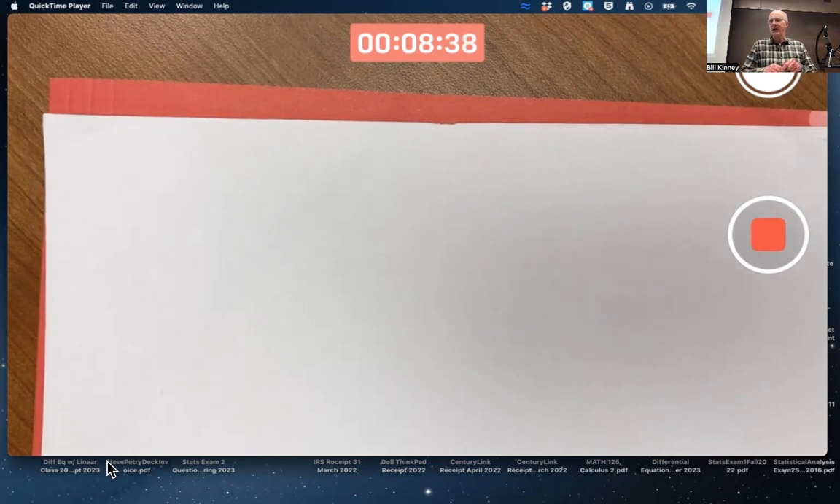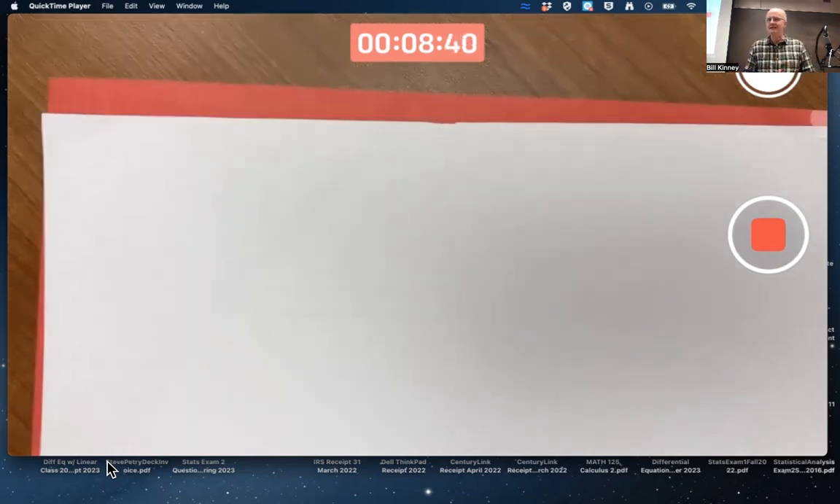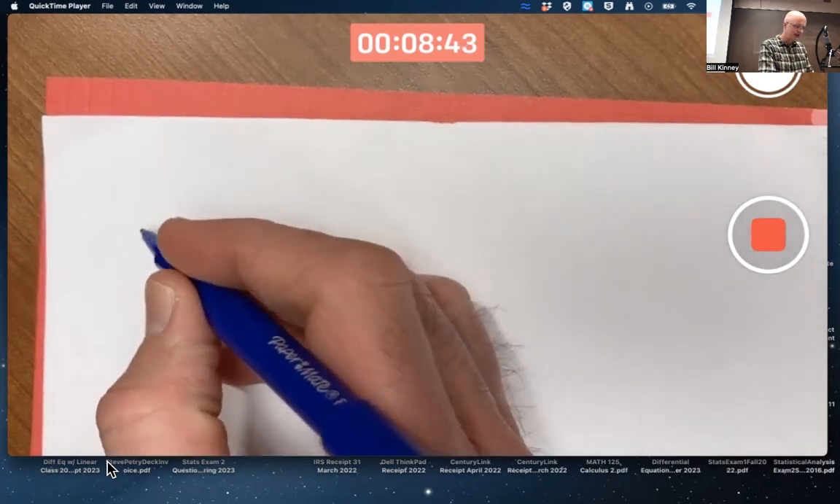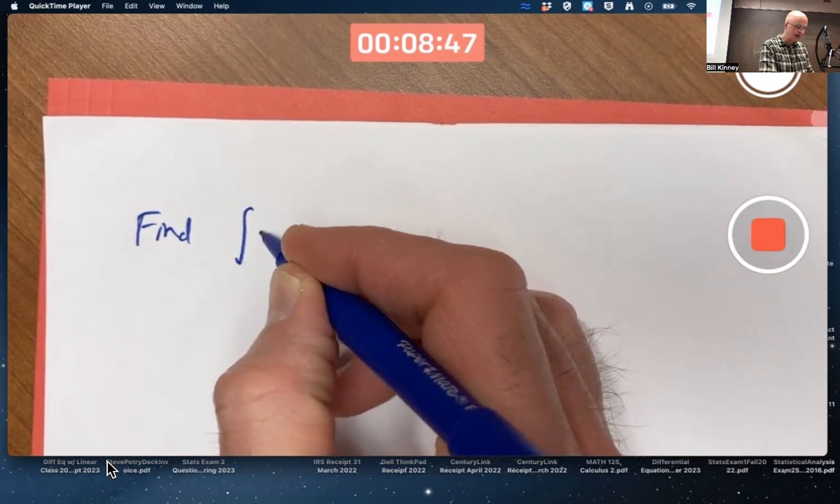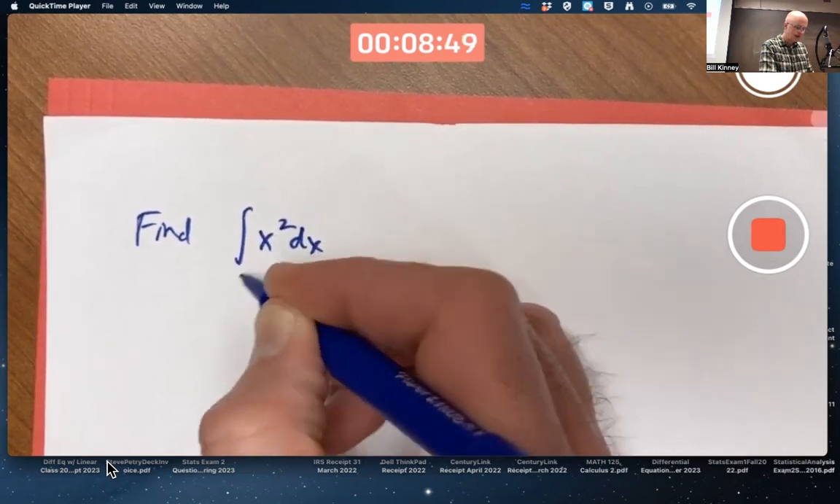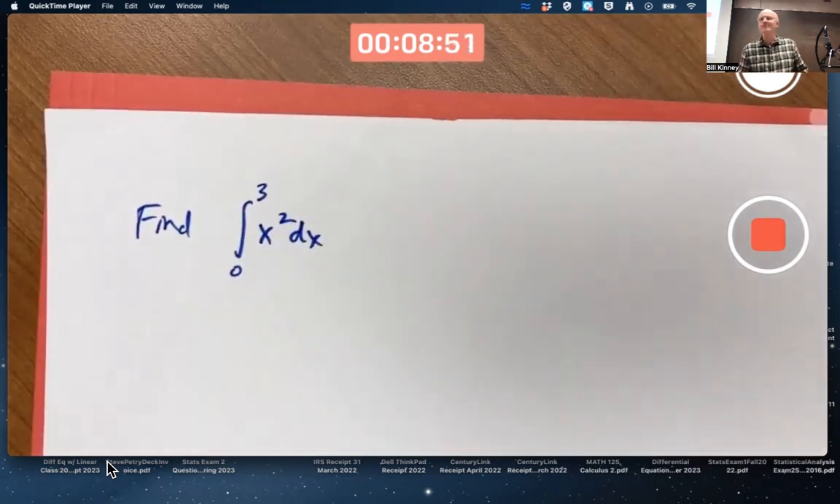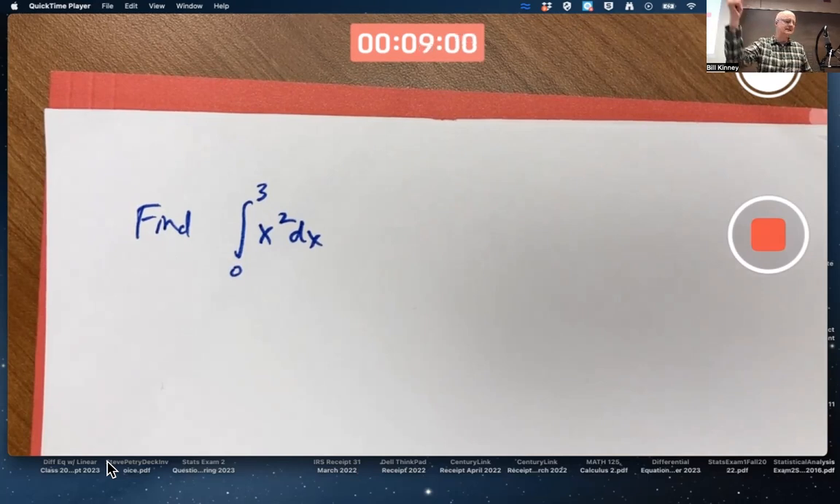Let's do an easy problem today that's devoid of any context. Let's find the integral of x squared from 0 to 3. Okay, you know how to do this right away. Let's go ahead and do it right away with the fundamental theorem of calculus.